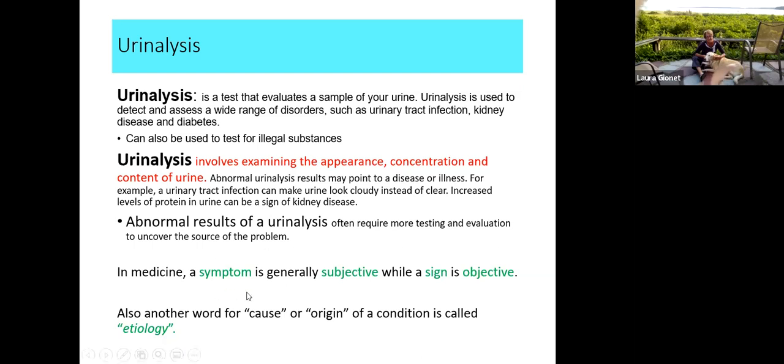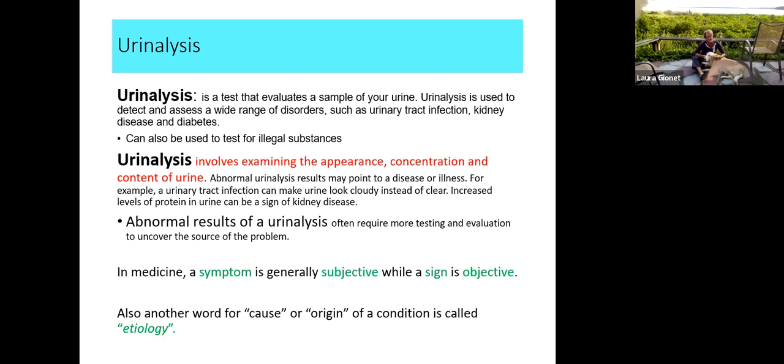In medicine, a symptom is generally subjective while a sign is objective. The reason I say that is because in some of the books that different lab instructors may use, sometimes those terms are used interchangeably, and they're not. It's good to start getting used to that, because a symptom is something that the person feels, subjective for your patient. I feel pain. I've had headaches. I feel hot.